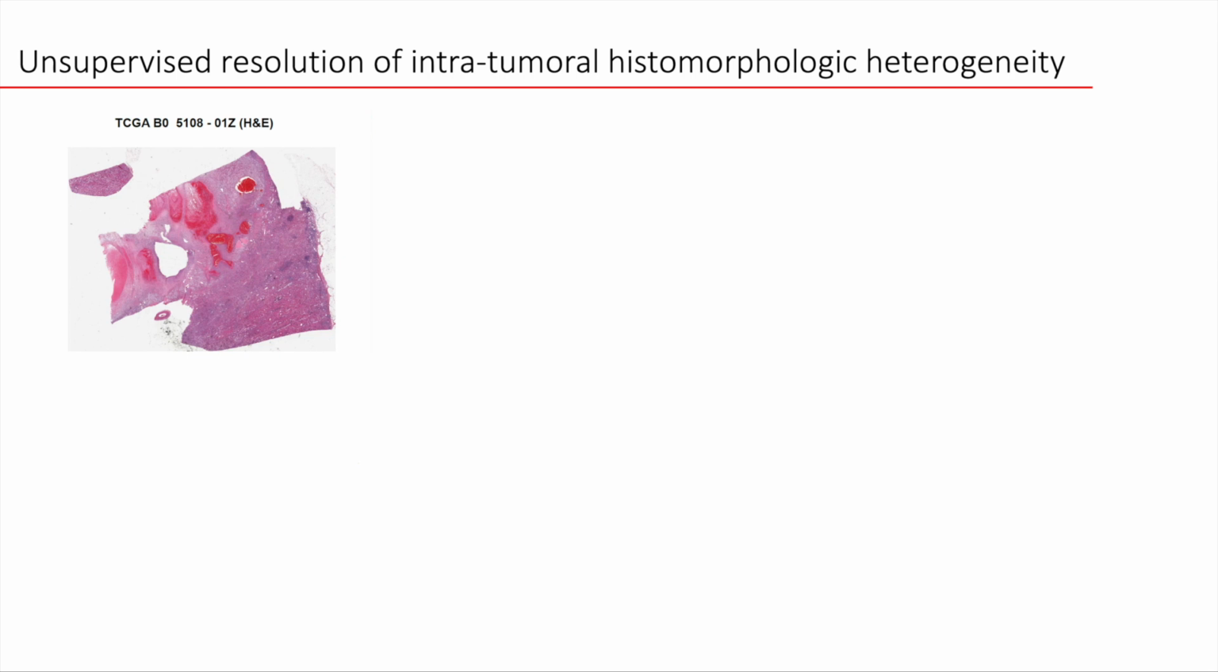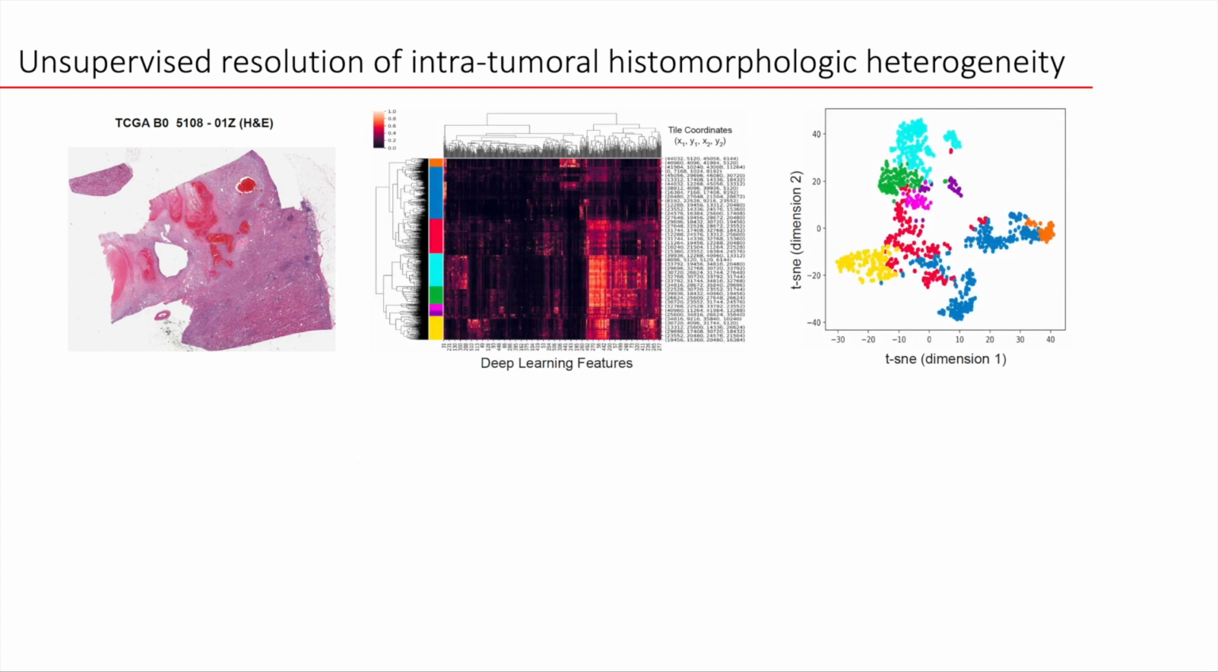So let's see how this works. To do this, we went to the TCGA database. So we have not only unique tumors, but tumors scanned at different institutions. And we tiled these large gigabyte-sized images, again, into 516 micrometer square images.